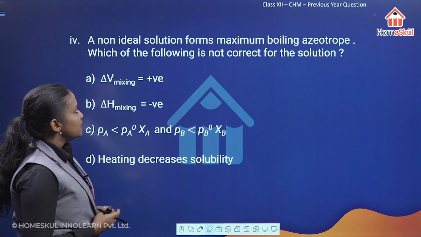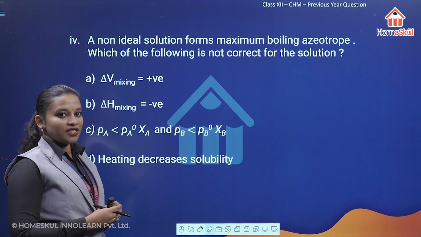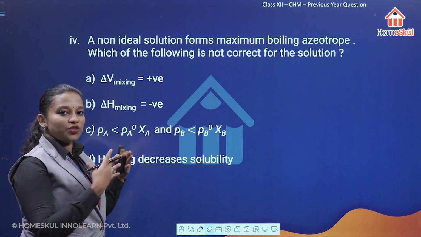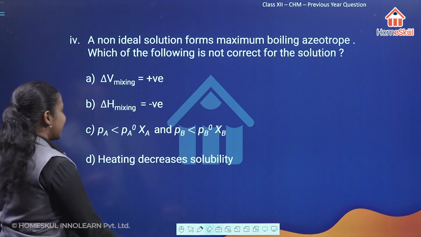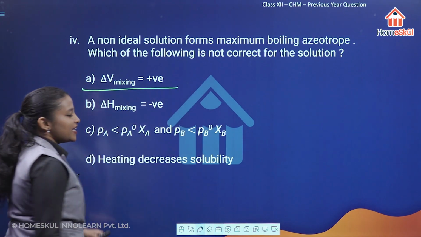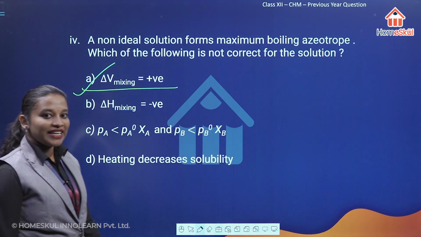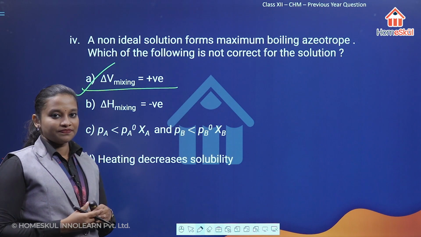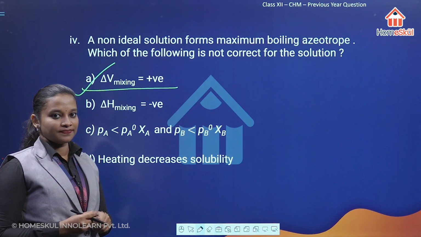We know that a solution forming a maximum boiling azeotrope shows negative deviation. So, which is the incorrect option? Yes, delta V mixing is positive, which is not true for a solution showing negative deviation, that is, a solution showing a maximum boiling azeotrope. So option A is the correct answer.